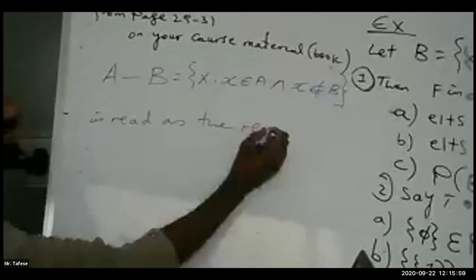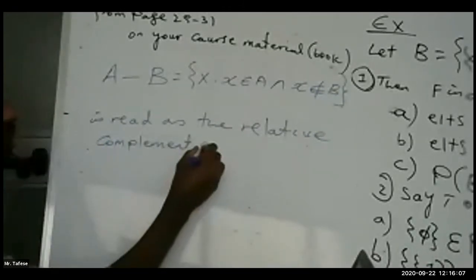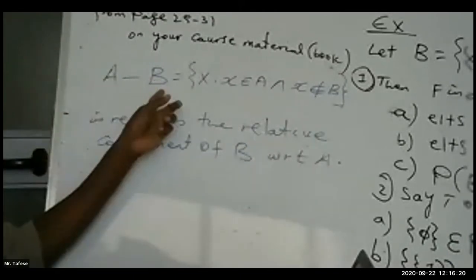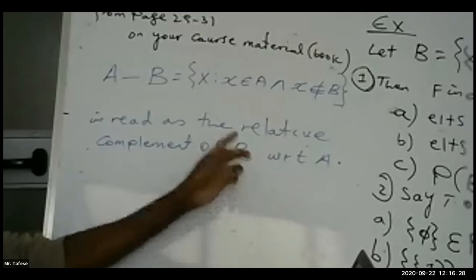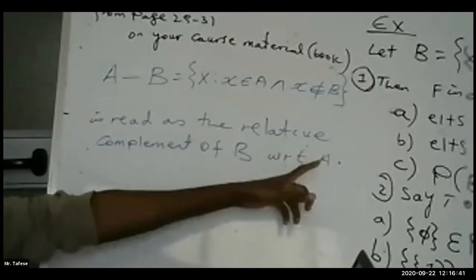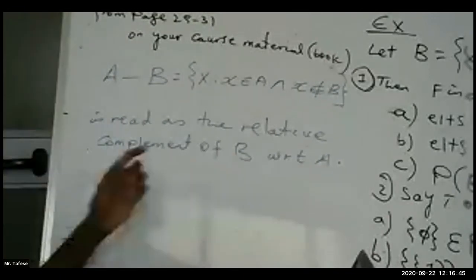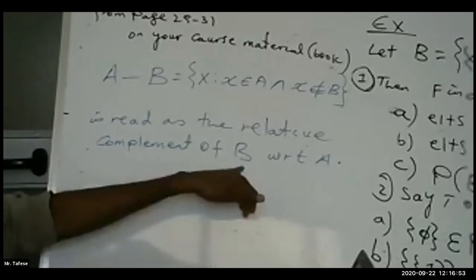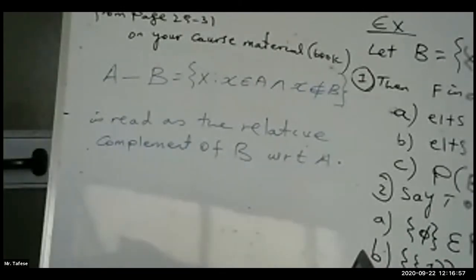A without B means the relative complement of B with respect to A. So the complement of B means I am going to list the elements of A that are not found in B, or I am going to reject the elements of B with respect to A.